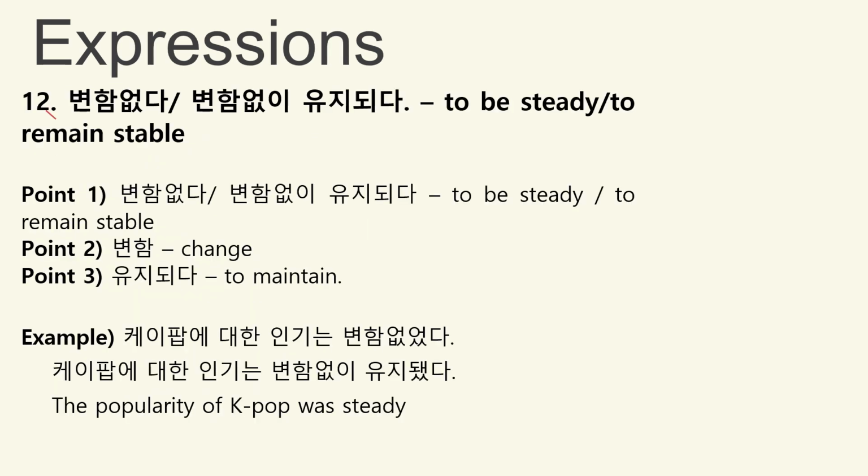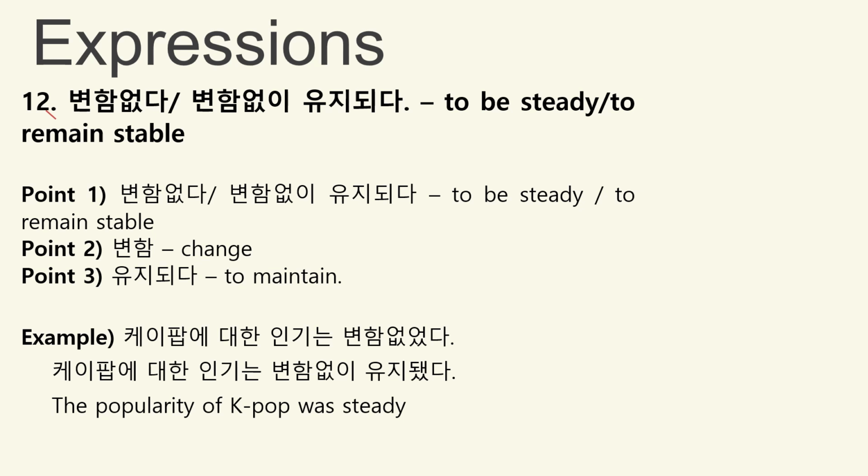Let's now move on to our final few sets of expressions. 변함없다 or 변함없이 유지되다. These both can mean to be steady or to remain stable. 변함 means change in Korean, so we can see how 변함없다 has this meaning. 유지되다 means to maintain, so we can see how this phrase has this meaning.